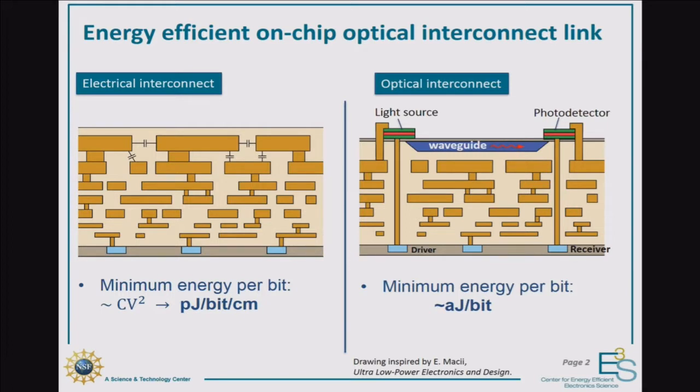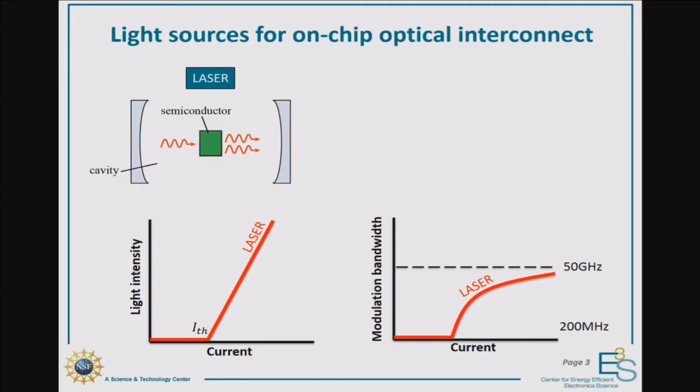To do this, though, we really would like to have a light source that's tightly integrated with the chip. And we want it to be tightly integrated, so it needs to be nanoscale, it needs to be fast, and it needs to be efficient. So the obvious approach would be to think about using a laser to do this.